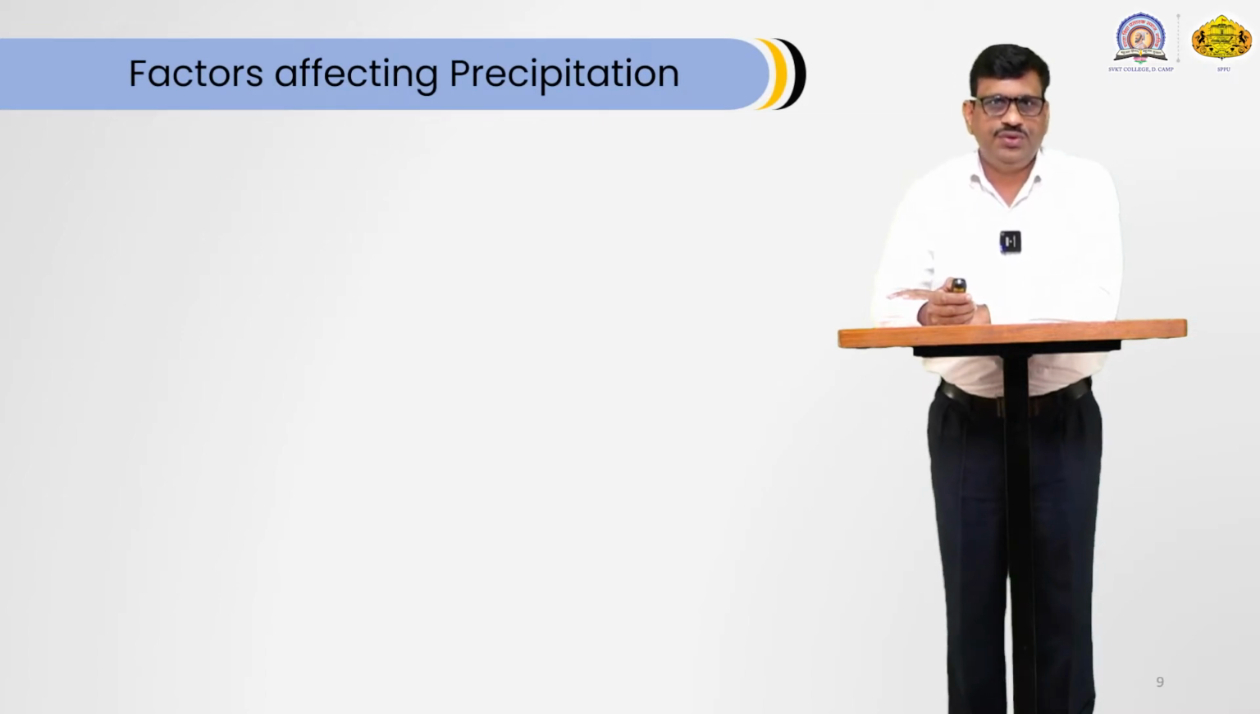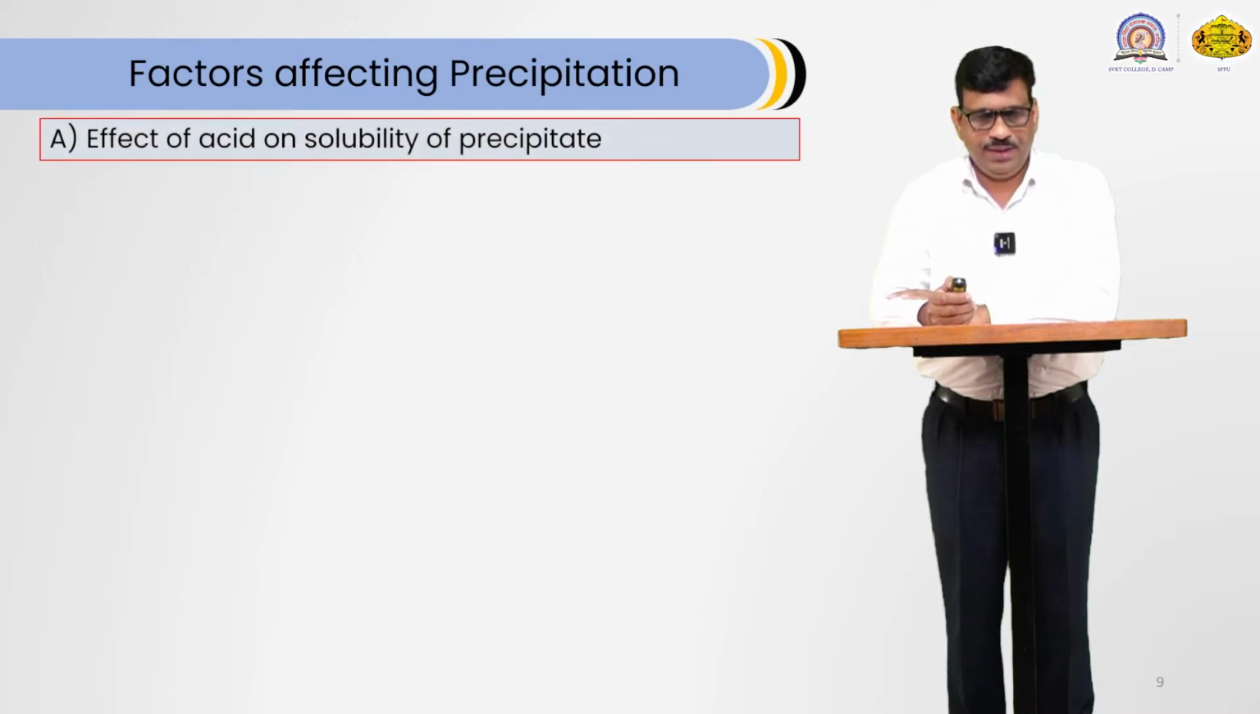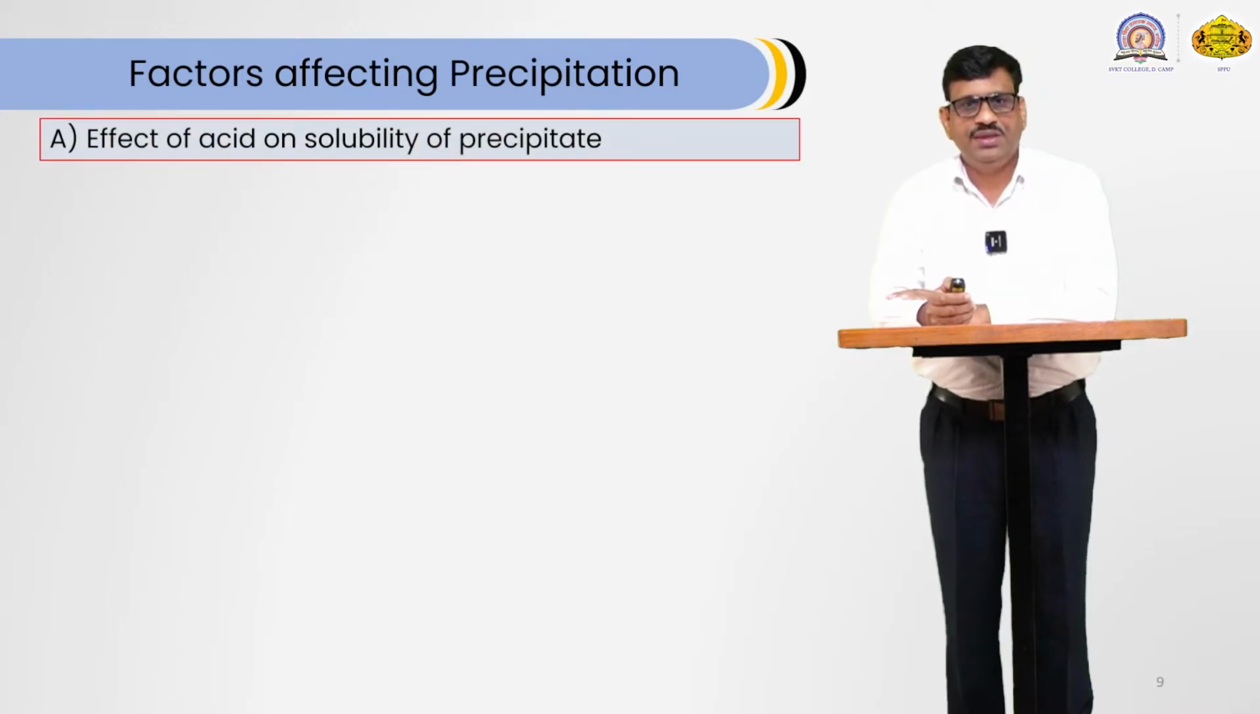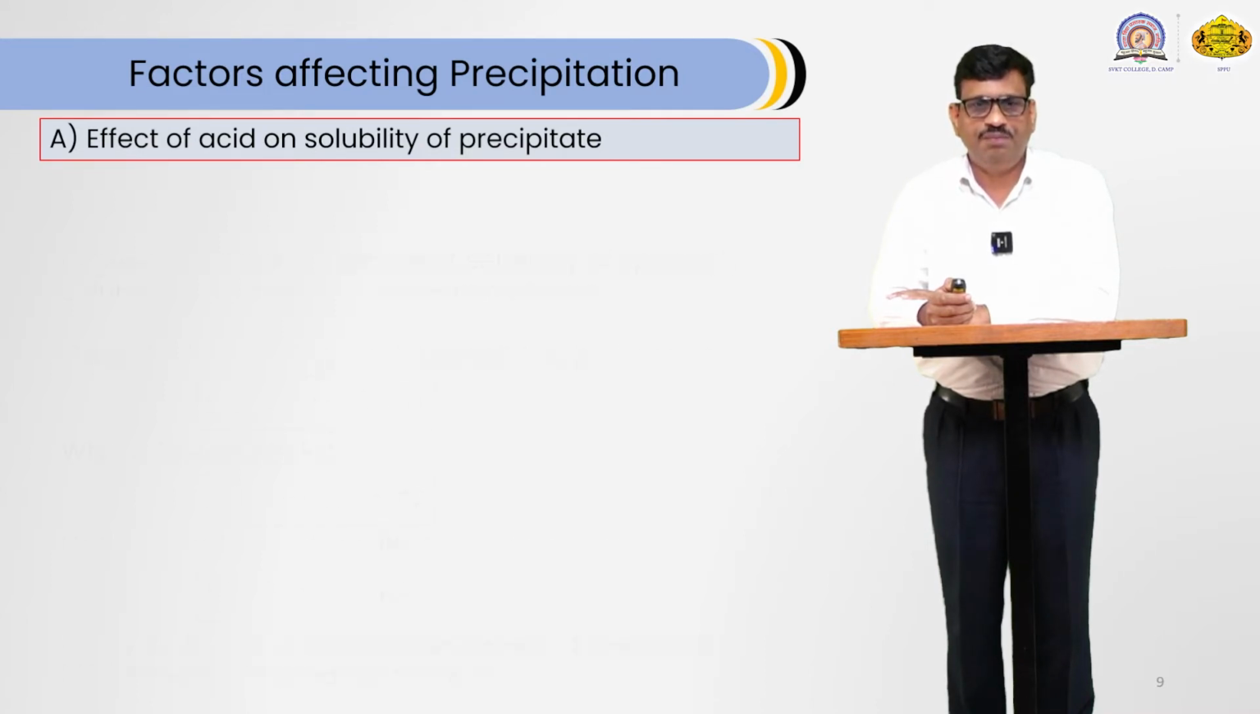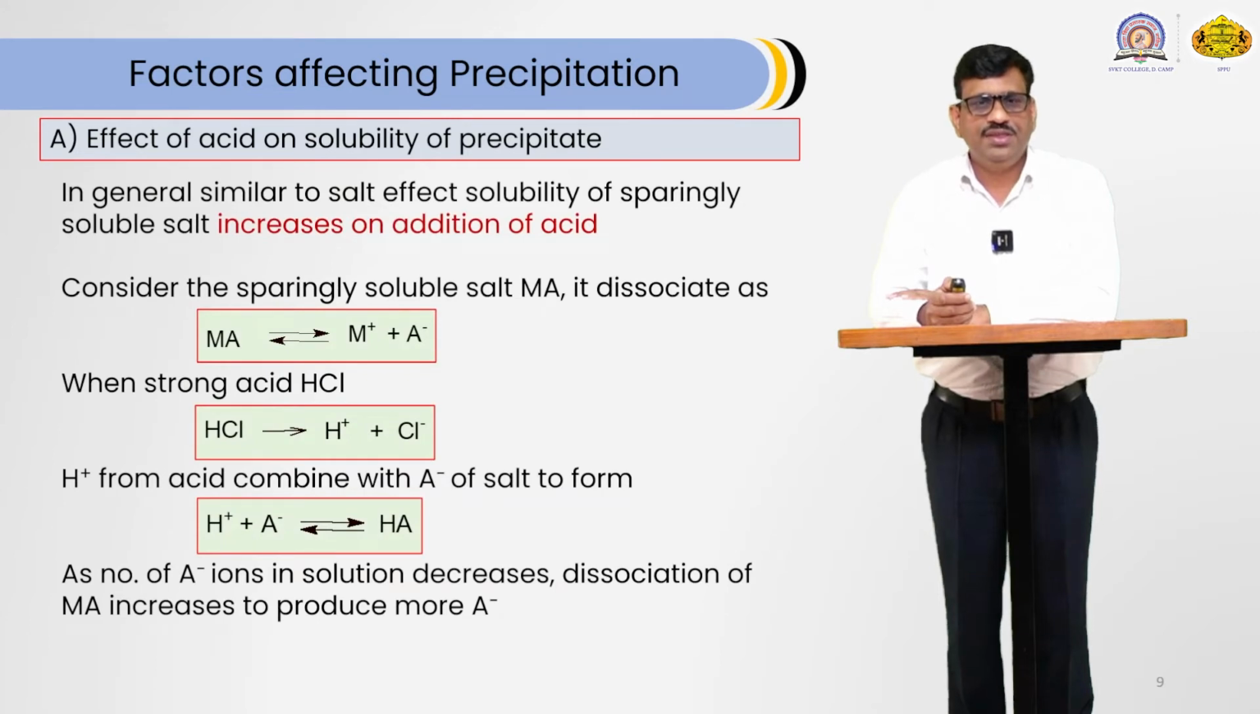Now, the first point we are going to discuss in today's lecture is factors affecting precipitation. The first factor that affects precipitation is the effect of acid on solubility of precipitate. In general, similar to salt effect, the solubility of a sparingly soluble salt increases on addition of acid. Hence, when acid is added, the solubility of precipitate increases, and that can be explained on the basis of this reaction. Now consider the sparingly soluble salt MA.